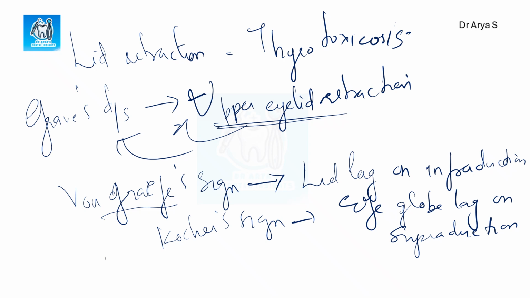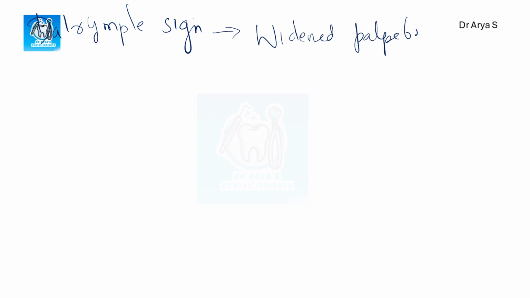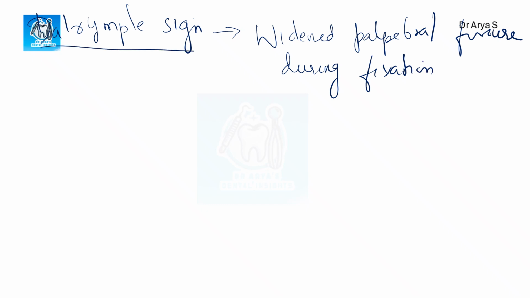Then what is Dalrymple sign? It is the widened palpebral fissure during fixation. This is the Dalrymple sign. So Dalrymple sign is the widened palpebral fissure during fixation.